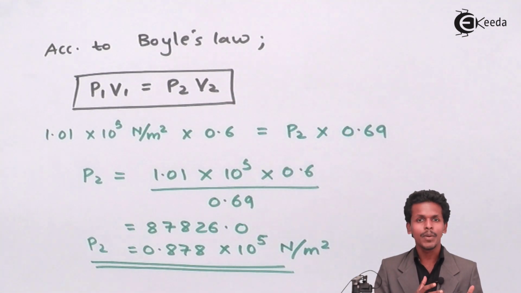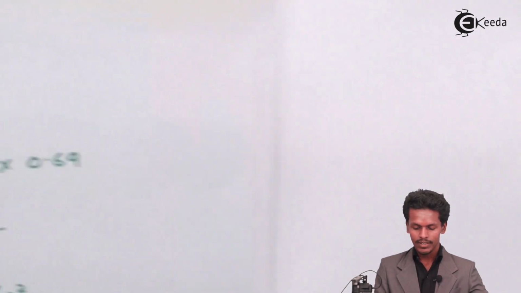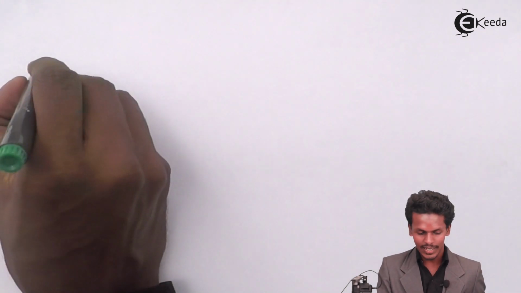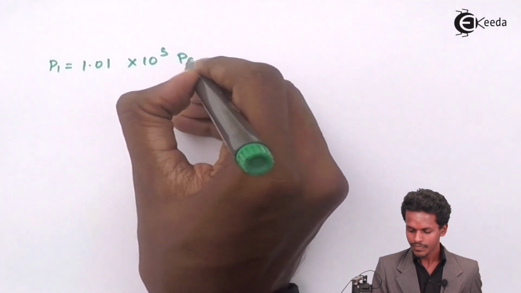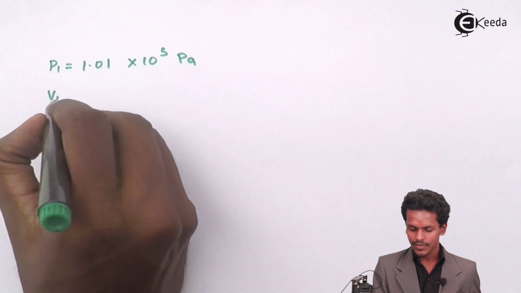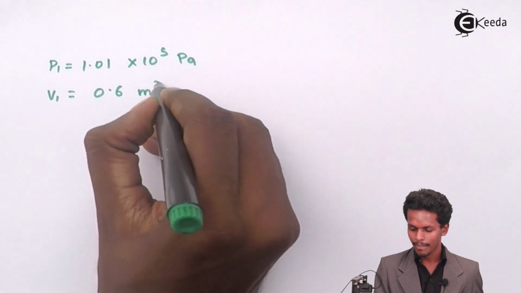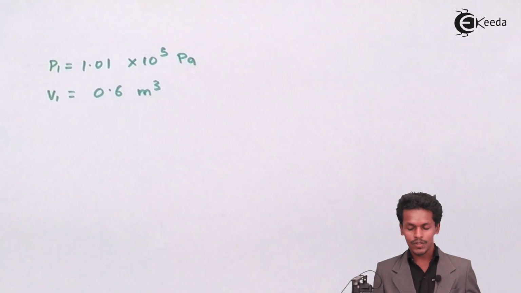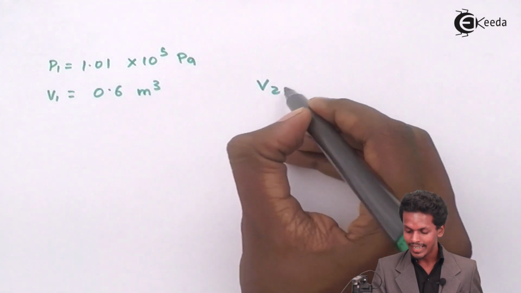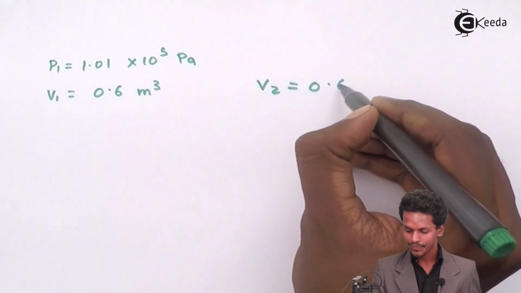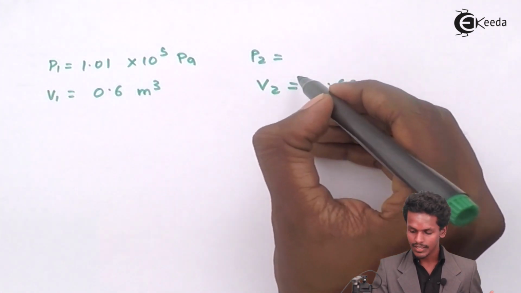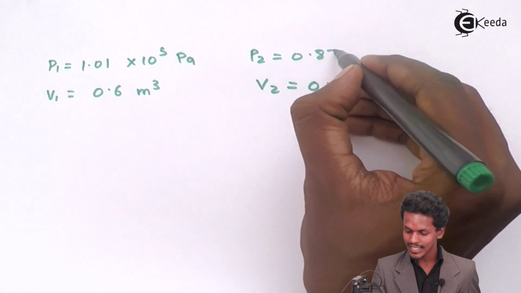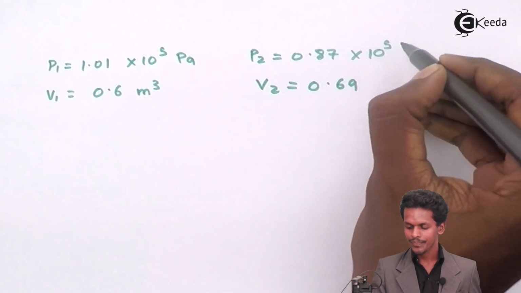This is the value of P2, that is the pressure that we have calculated, which is surrounding the balloon. So let us compare how the pressure has increased or decreased in this case. The initial pressure that they have provided to us is basically 1.01 into 10 raised to 5 Pascal, and the volume given as V1 is equal to 0.6 cubic meter. The volume is now increased to 0.69. By calculating the pressure, we have got 0.87 into 10 raised to 5.